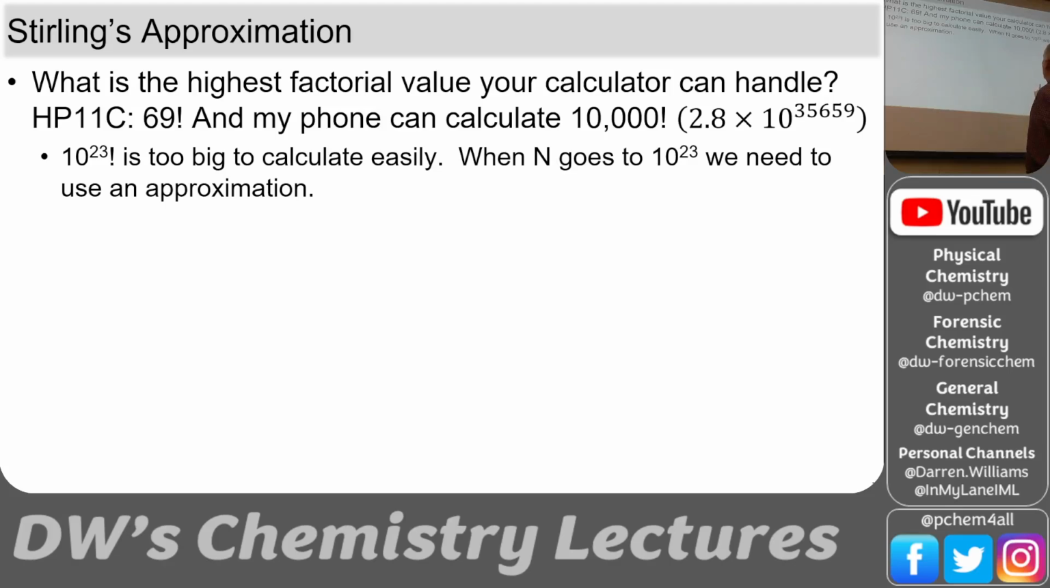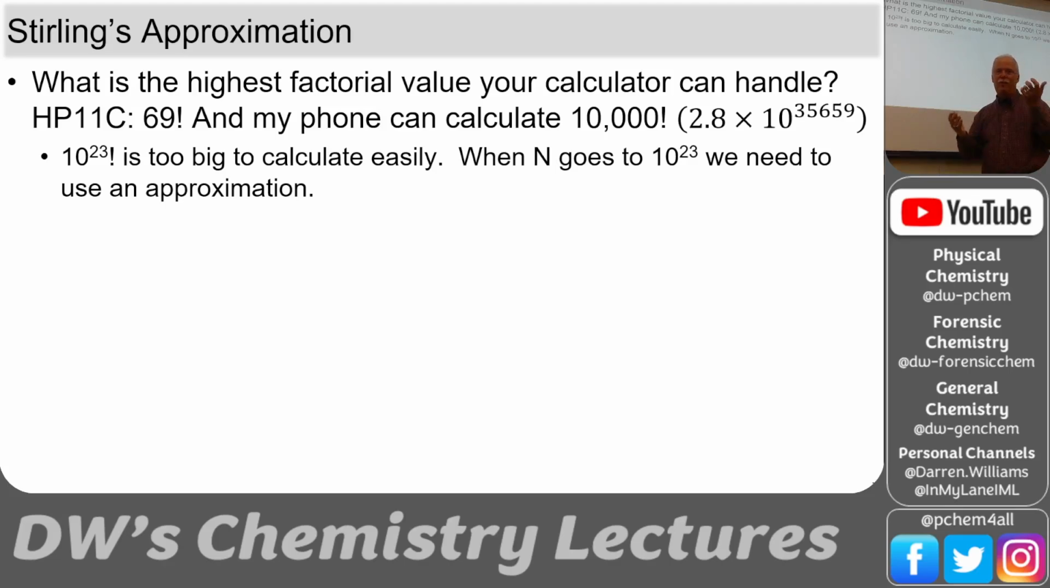So it can go to 2.8 times 10 to the 35,659. Okay. So it's like got, what is that, an 8-bit exponent or something like that. But then if I try to go to 10,001 factorial, my phone gives an error. It just can't store the number in its memory.